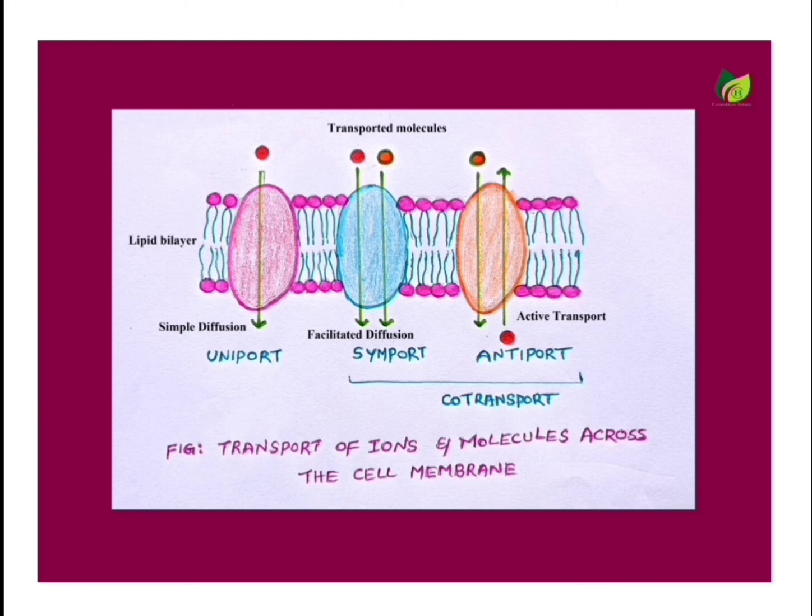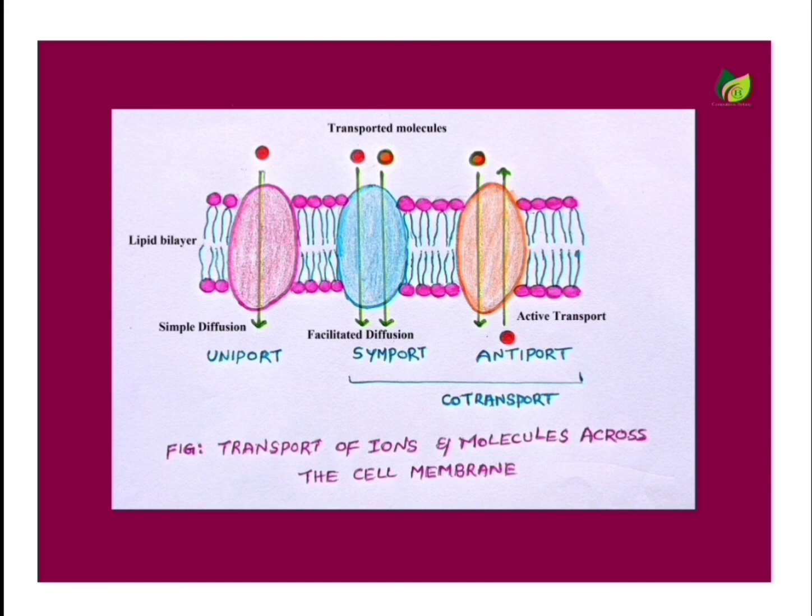Now coming to the third one, that is antiport. Antiport is the transport of two substances by the same protein in the opposite direction. They move molecules in opposite directions. This is an active transport. It means it needs external energy, namely the electrochemical gradient used here as external energy.